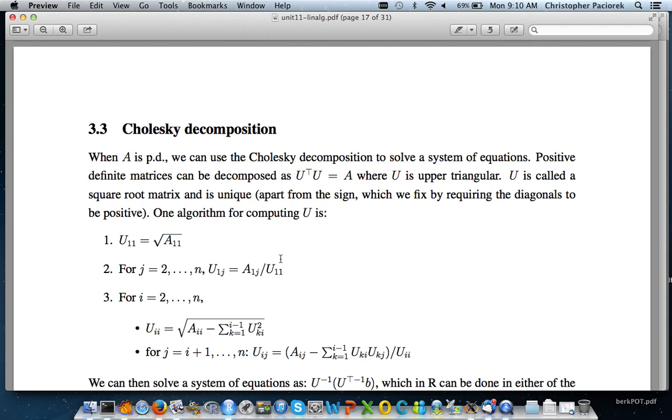Okay, so we left off last time. We had essentially finished up the LU decomposition. Any questions outstanding from last time?